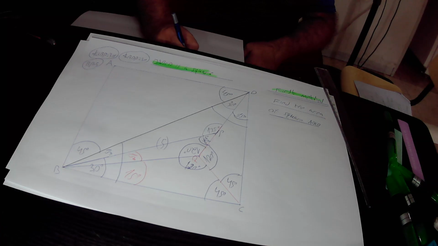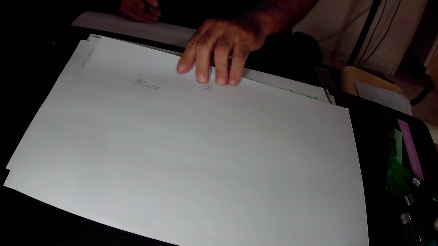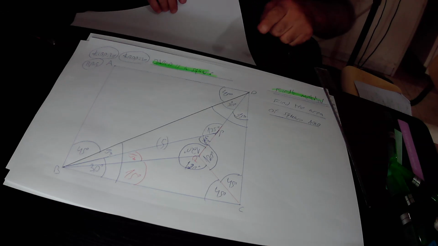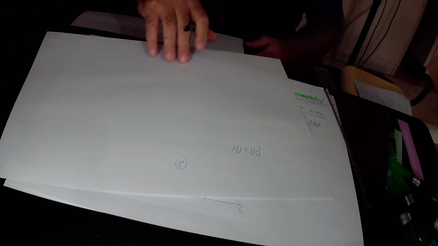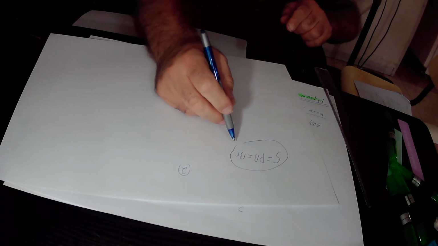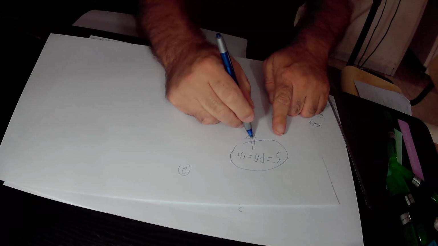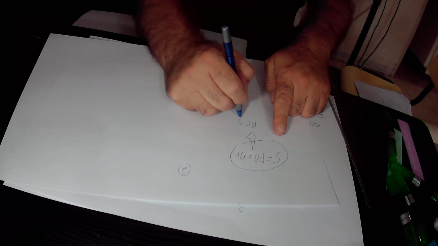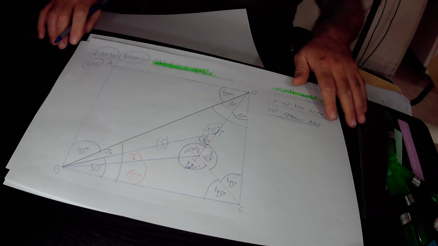Or PB equals BC. But according to what is given in the question, PB equals 5 units. So we write down that PB equals 5. And from this equation, 5 equals PB equals BC, we derive that BC also equals 5. So BC equals 5.